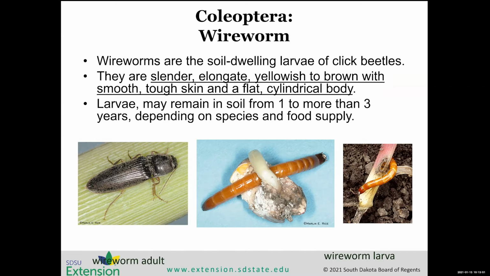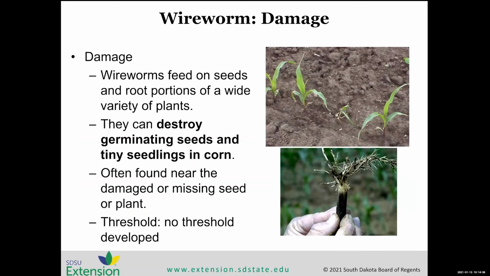And just like the June beetle, they do remain in your soil for an extended amount of time. In the case of the wireworm, it's 1 to more than 3 years, depending on species and if there is a food supply available to them. For wireworm damage, they feed on seeds and root portions of a wide variety of plants, and they can destroy germinating seeds and tiny seedlings in corn. Kind of like the white grub, they're often found near damaged or missing seed or plant. And with these guys, there is no threshold.